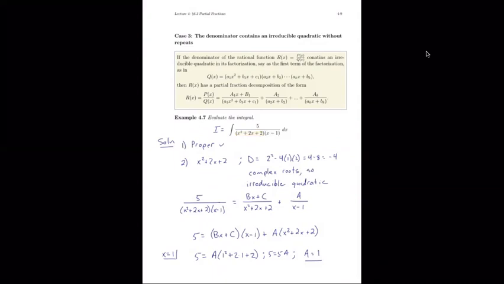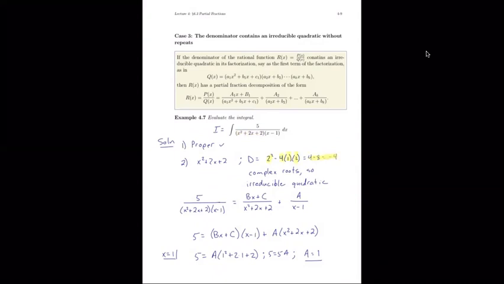One way to check to see that something is an irreducible quadratic is to calculate the discriminant. Remember, for a quadratic function ax squared plus bx plus c, those are the coefficients 1, 2, and 2. The discriminant is that inner portion of the radical in the quadratic formula, which is b squared minus 4ac.